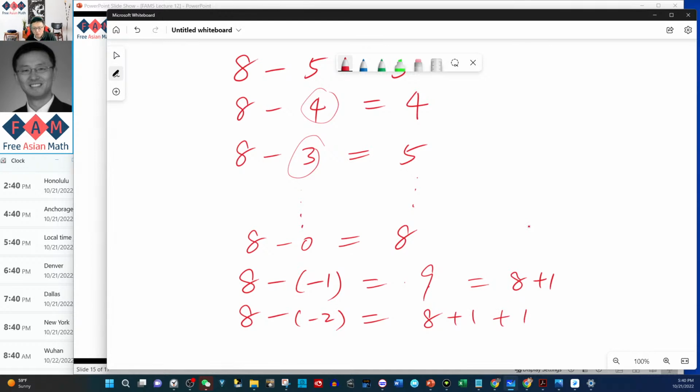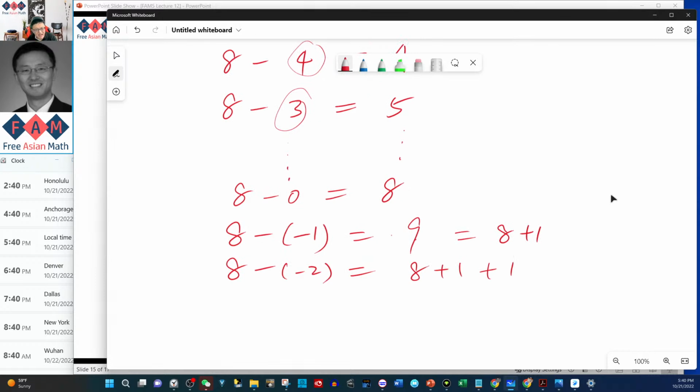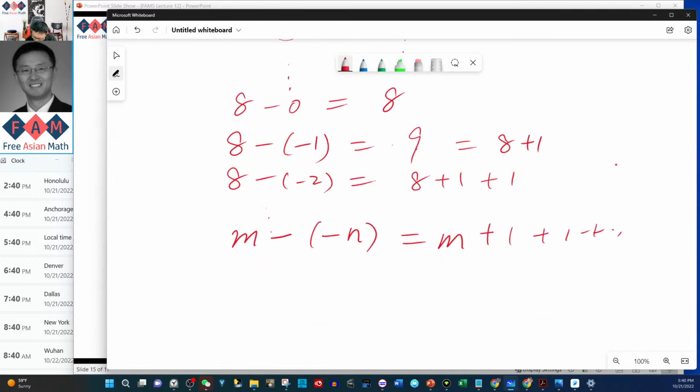This really is the motivation for us, once again, to keep the continuity. Don't have something that will break what has been working. So if we do this, you will see that m subtracting negative n would be m plus 1 plus 1 plus 1. How many times? n is a positive integer, a natural number, just n. And once again, this is just a definition, all right?